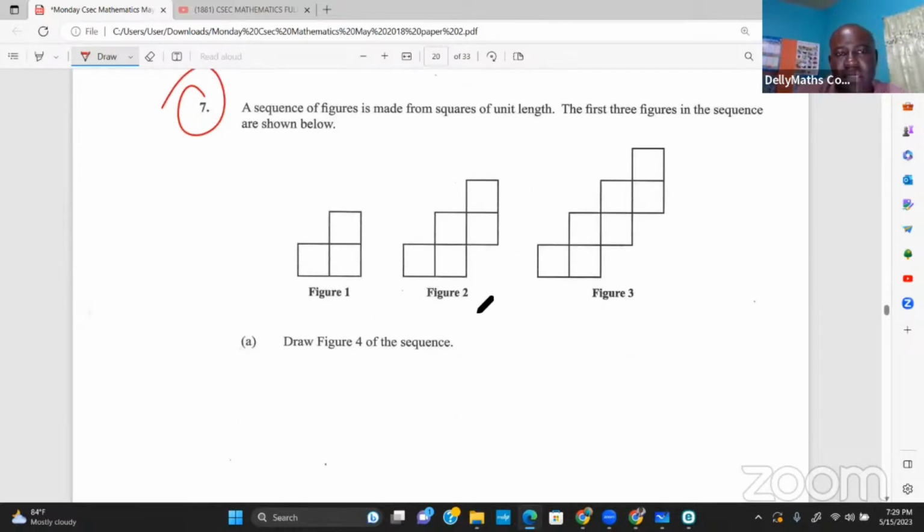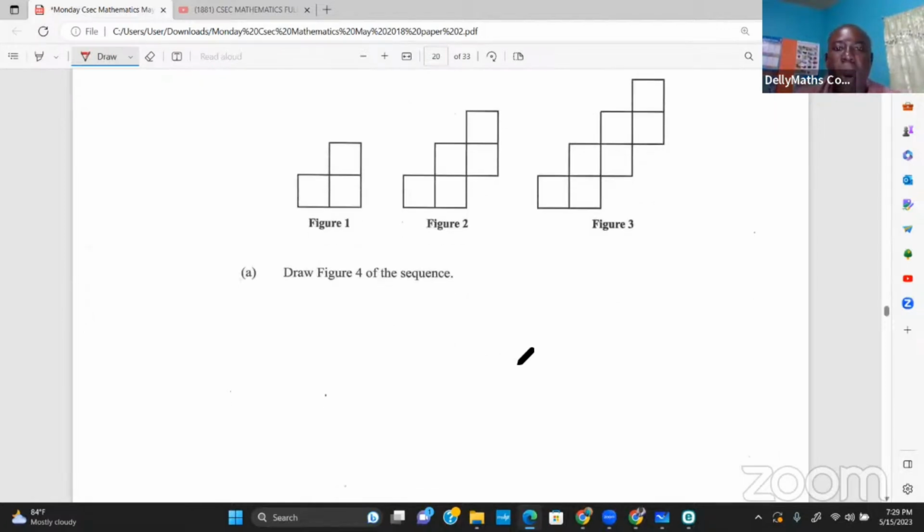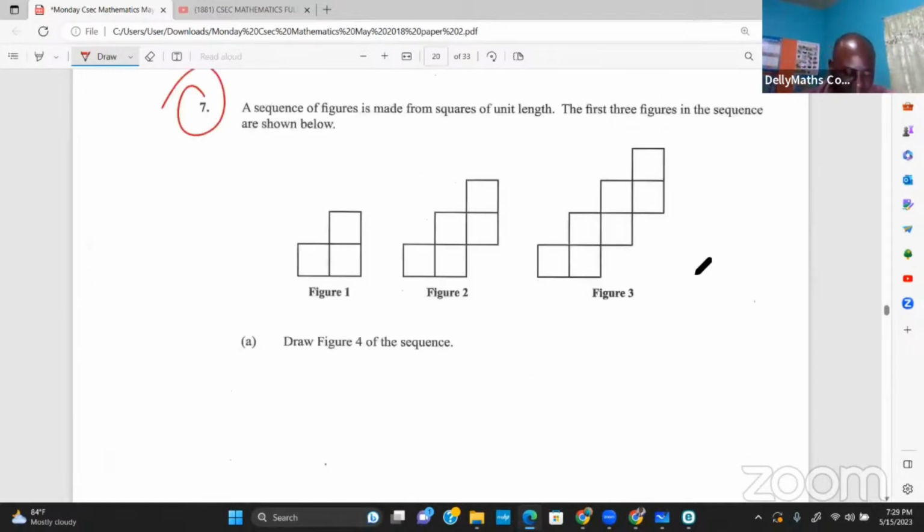Number 7 says a sequence of figures is made from squares of unit length. The first 3 figures in the sequence are shown. Figure 1, figure 2, figure 3. Draw figure 4 of the sequence. Now, normally what you do, you observe these first, and then after you observe, you sort it out. So we want to observe everything there first.